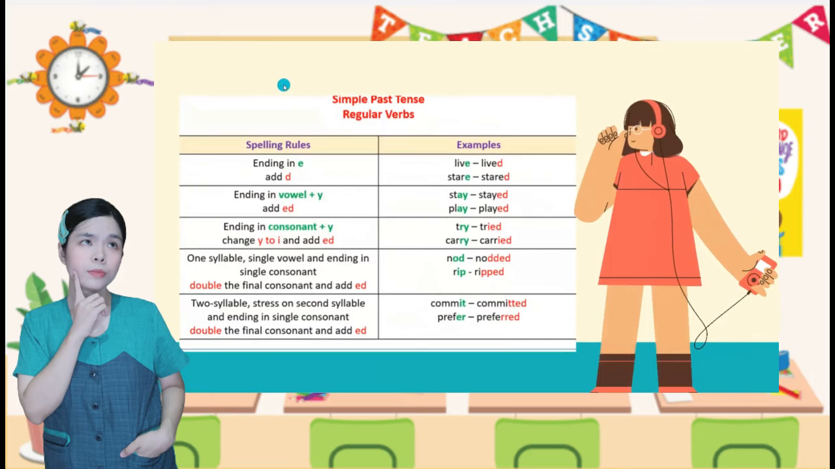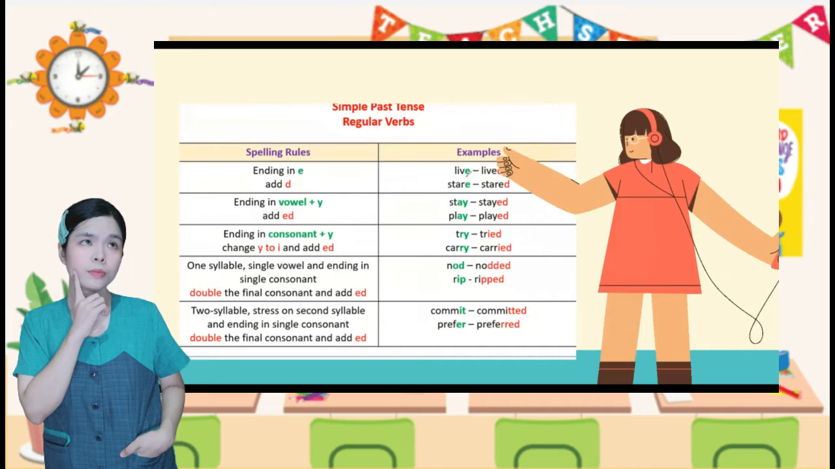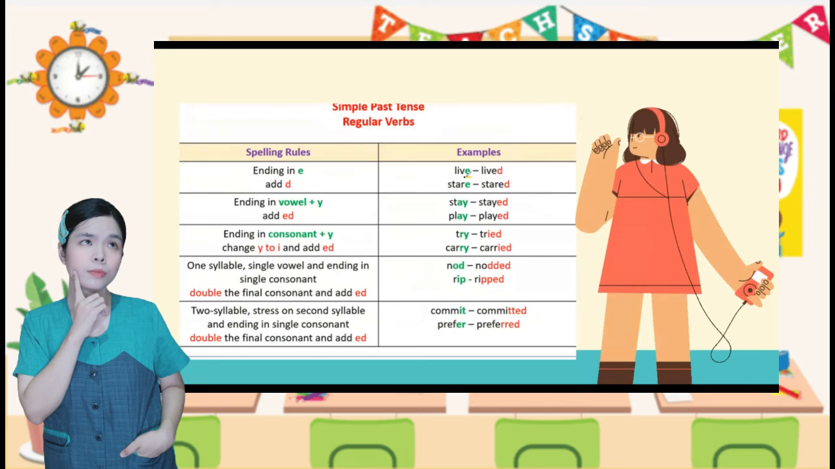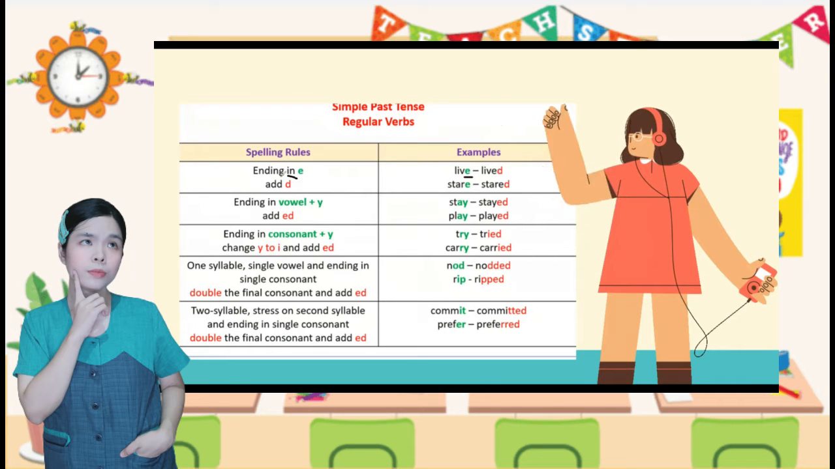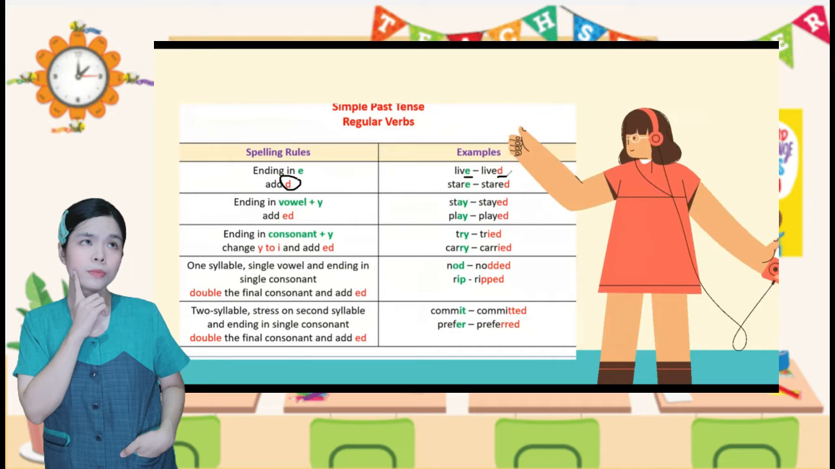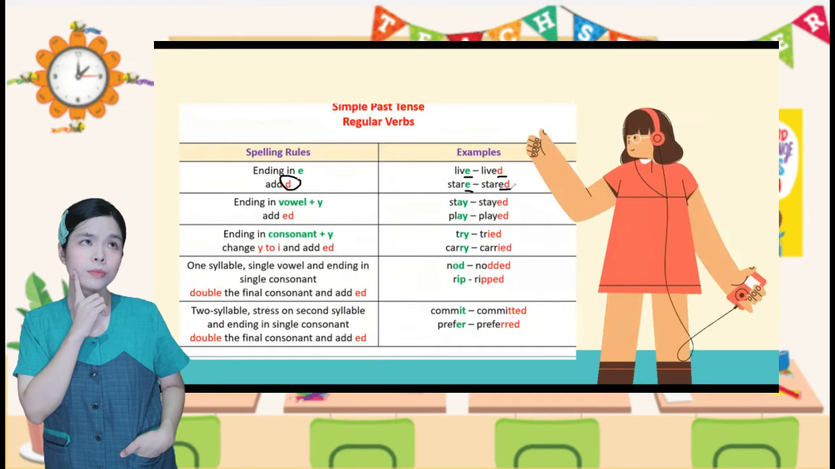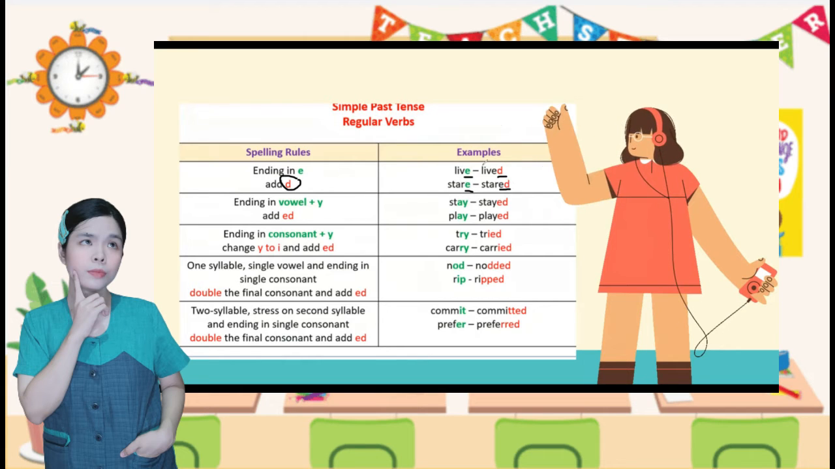The first one is verbs ending in E. If it ends with E, for example, live, we're just going to add D. Live, lived. Stare, stared. So this is the past tense of regular verbs.